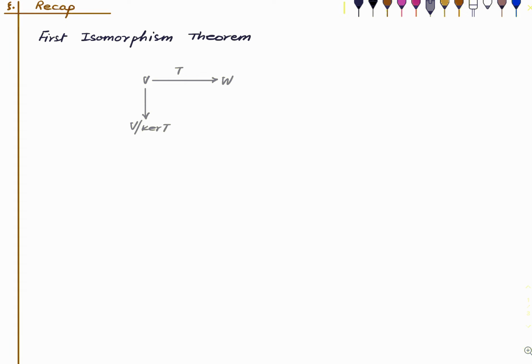via this space V mod kernel T, which is the quotient space coming from the kernel of T, to yield an injective linear map, which we denote as T bar. The vertical map is the natural projection. We also saw a more general version of this fact, but we don't need that for this lecture. All right.